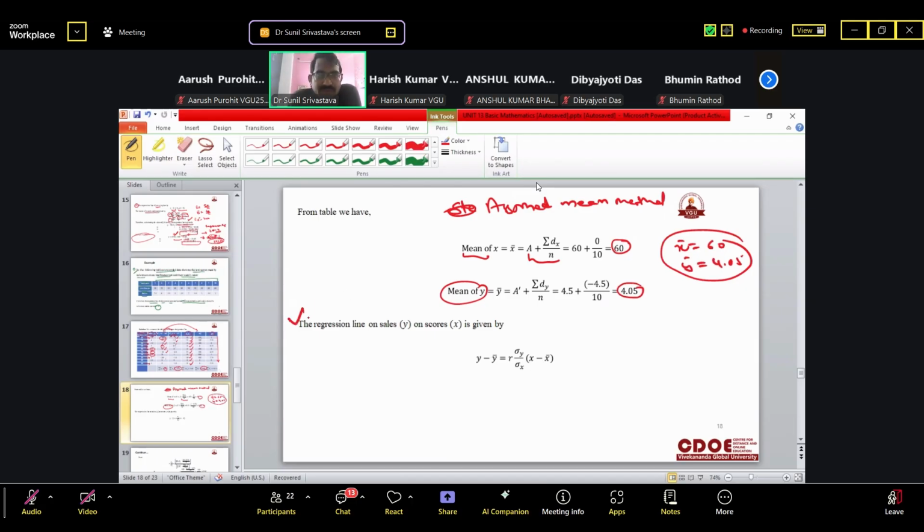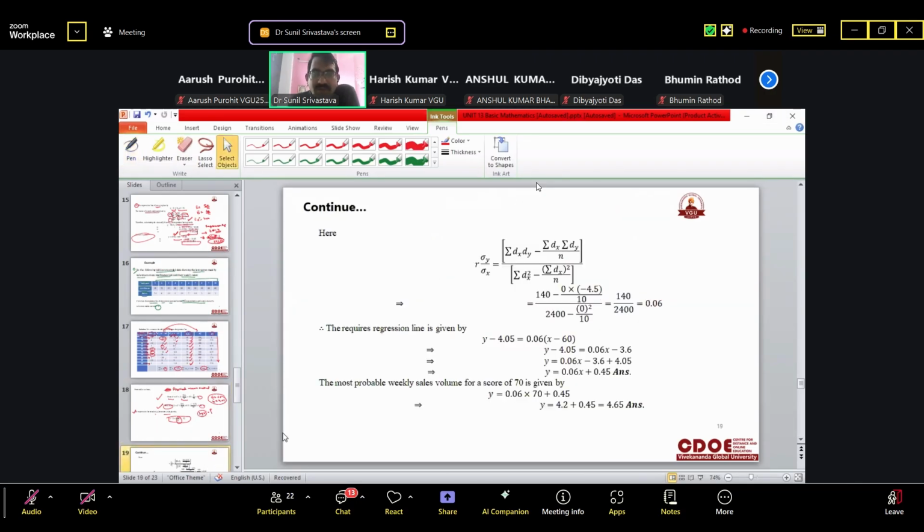So the line of regression y on x is given by y minus y bar equals r sigma y upon sigma x, times x minus x bar. We have calculated y bar and x bar. So we need r sigma y upon sigma x, that is b y x, which should be calculated. So we use the formula to describe the things here.